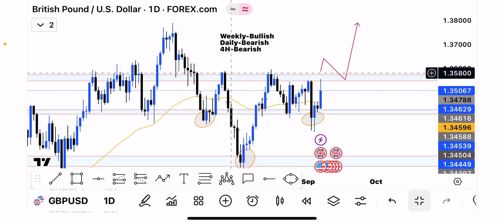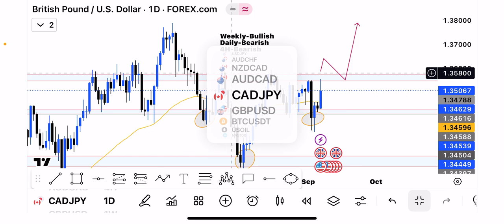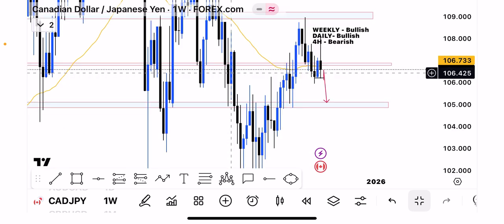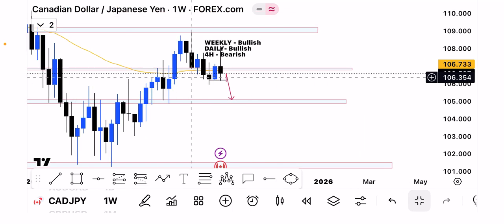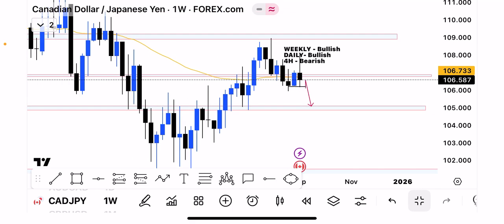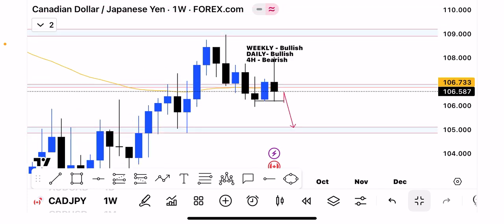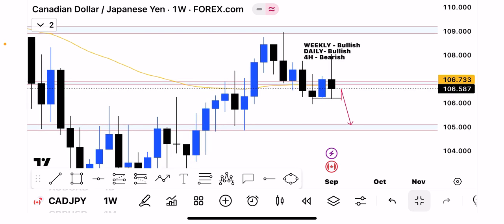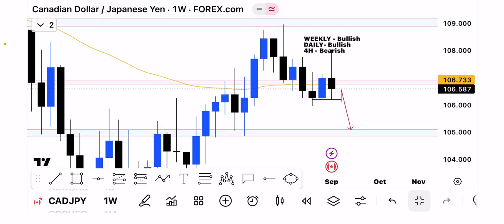So coming back on CAD JPY, you start from weekly time frame. On the weekly time frame, you check, you moving on CAD JPY on the weekly time frame. The weekly time frame, you can see, is clearly bullish. Sorry about that. It's clearly bullish.